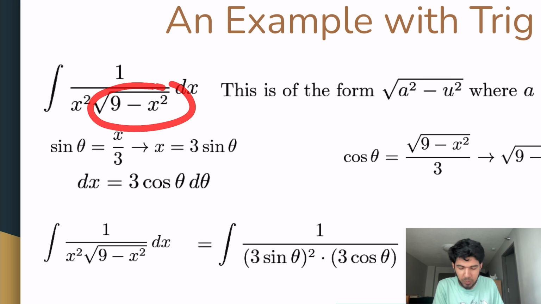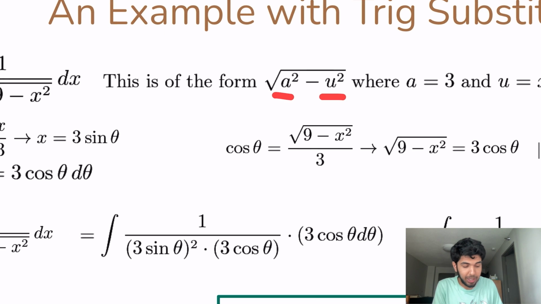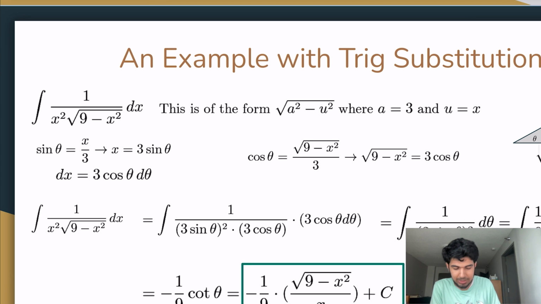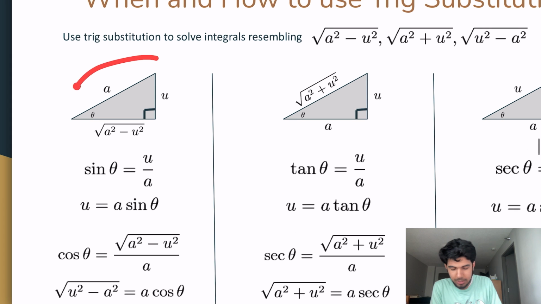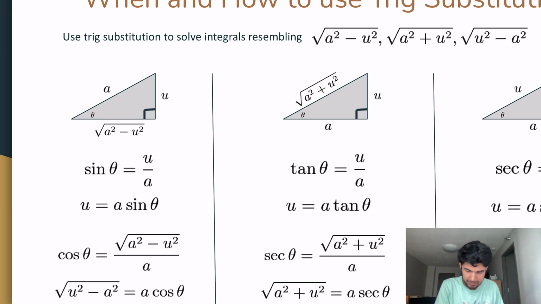We see that square root in the denominator, and we see that it's of the form a squared minus u squared, where a equals 3 and u equals x, right? If you substitute a equals 3 and u equals x into here, that'll be the square root of 9 minus x squared, which is what we see right here. So that means we are of the form of this triangle right here.